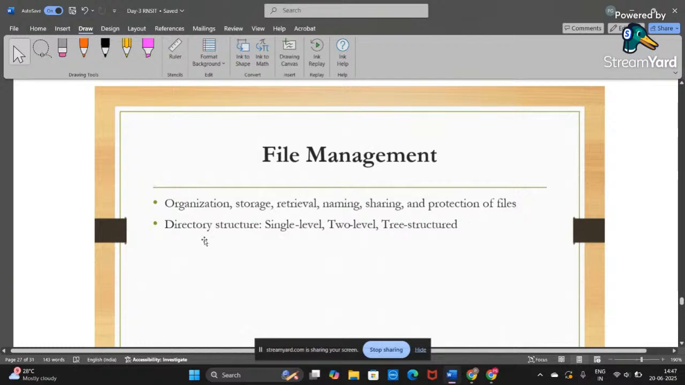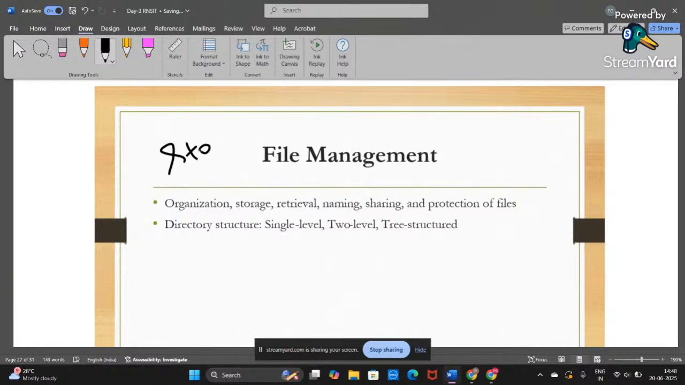File management. File management is the organization, storage, retrieval, naming, sharing, and protection of files. It is nothing but a method to store and organize data, which is called a file system or file management.